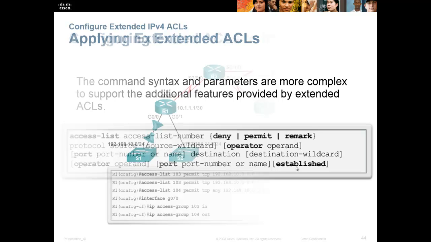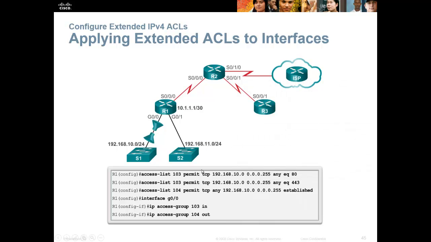All right. So again, access list 103. 103 obviously is higher than 100, so it's going to be an extended access list. Permit the protocol TCP from network 192.168.10.0, anything equal to port 80, and then permit anything from that network equal to 443, and then on a new ACL, permit anything equal to established connections. And then it goes to the interface and it applies them in and out.